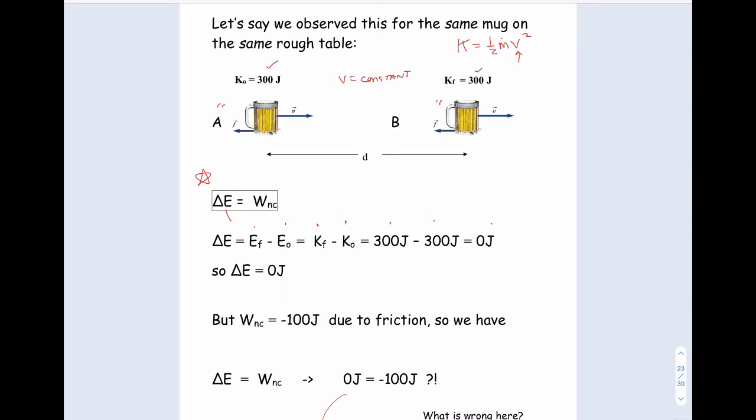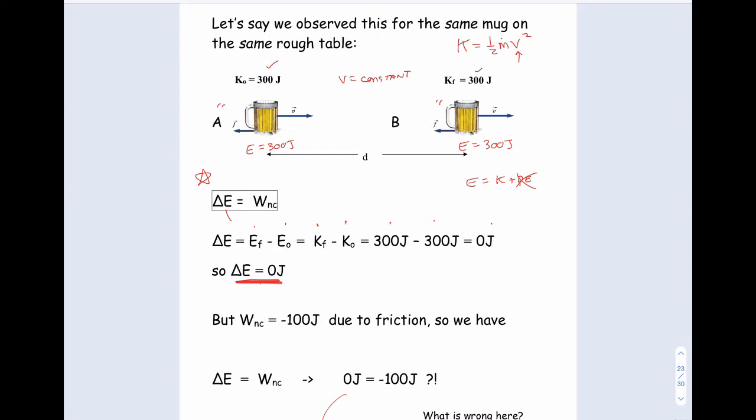So the energy up here is 300 joules, and the energy over here is 300 joules. Remember, energy is kinetic plus potential, but there's no potential in this problem. So the energy didn't change. The mechanical energy didn't change, all right?